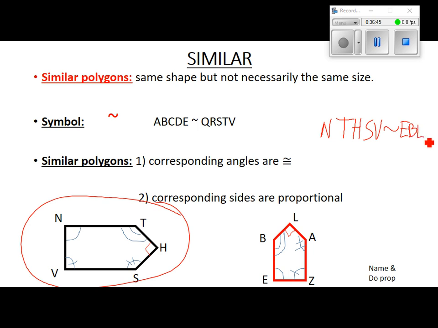And on your homework, this is part of what you're going to have to do. And what's the S match up to? A, and then what's the V match up to? Z. So if we match them up, and again, when we look at the name, if I tell you angle N right here is 62 degrees, what other angle do you know? Angle E has to be what? 62 degrees.